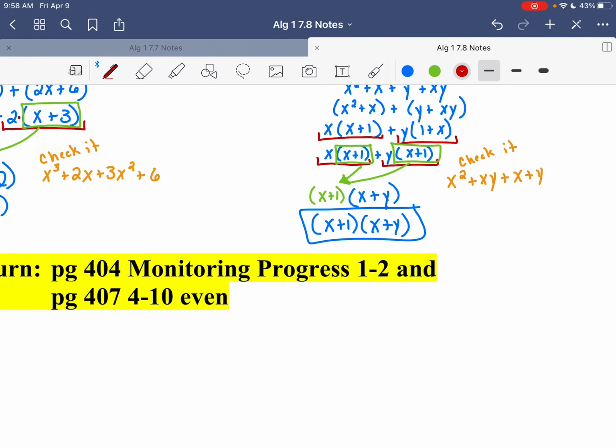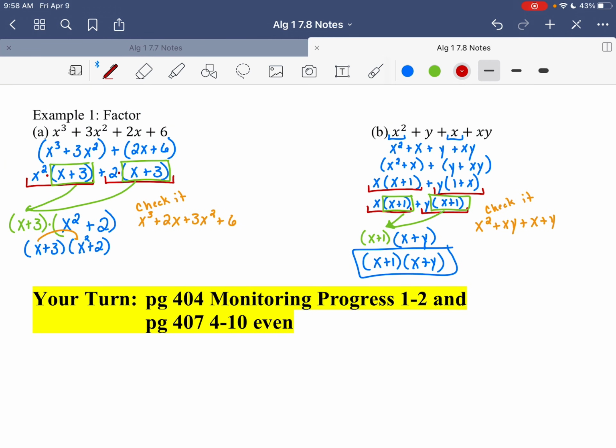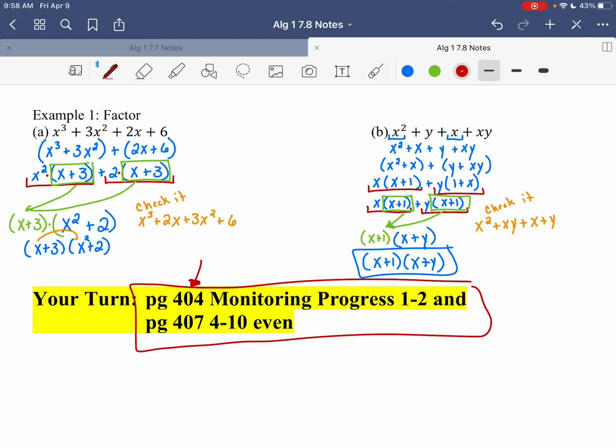Okay, I want you to do monitoring progress problems 1 and 2 on page 404. It's in your textbook right after example 1. And then do page 407, 4 through 10. Please do these problems before going on to the next video. Thank you.